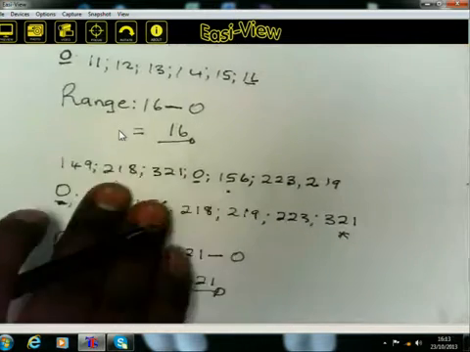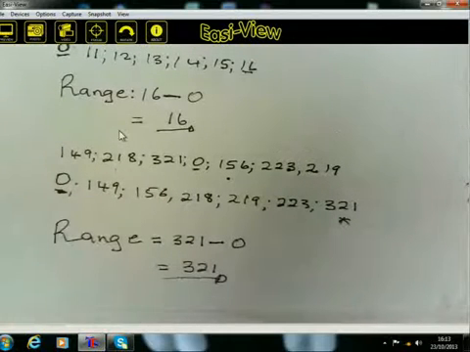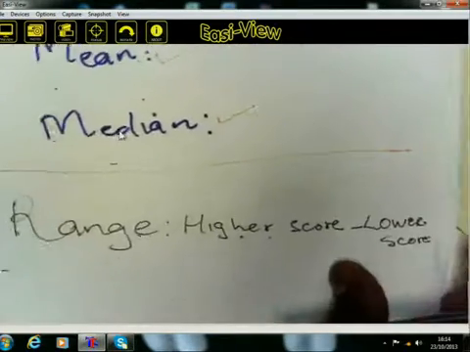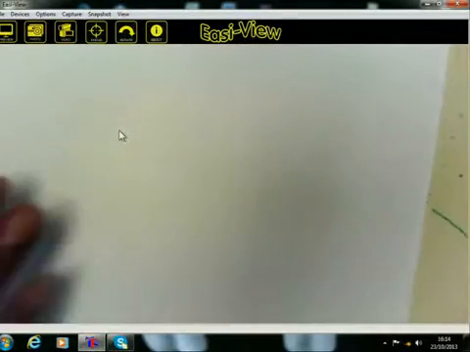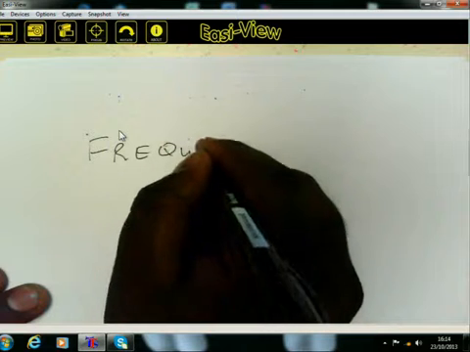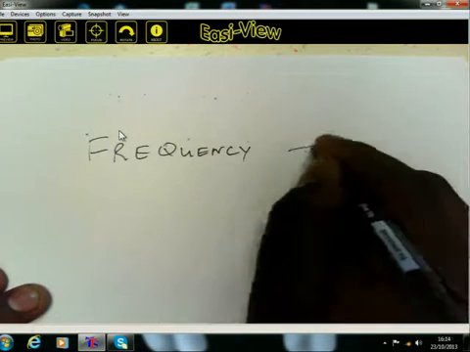Now, let's see how to take all this information, the data that is given, and then we plot it on the table. And then this gives us what we call a frequency table. Now, what is a frequency table? Is this a new word to you? No, it's not a new word to you. Frequency table.